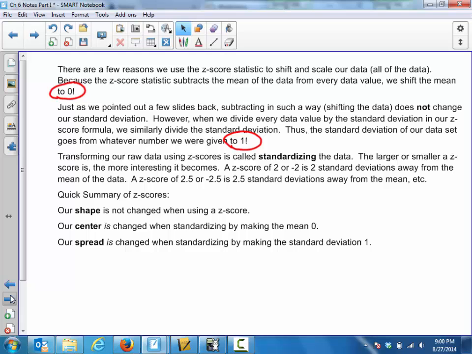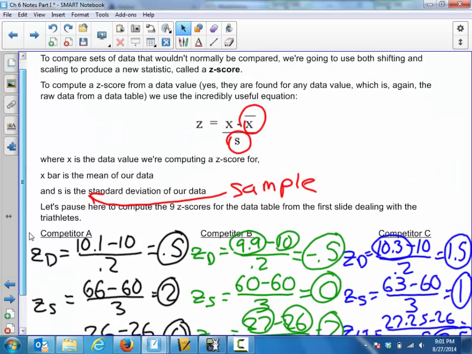We won't have to do that much. The larger or smaller a z-score is, the more interesting it becomes. A z-score of 2 or negative 2 is 2 standard deviations away from the mean of the data. A z-score of 2.5 or negative 2.5 is 2.5 standard deviations away from the mean, etc.